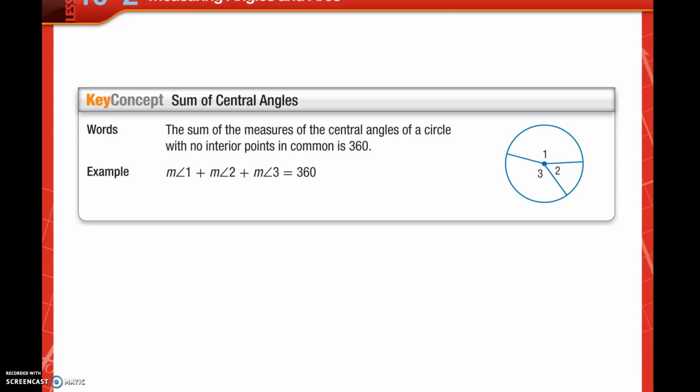So our central angles always add up to be 360. So all these angles together is 360. So if I know this is a diameter, then that would be half of 360, or 180.